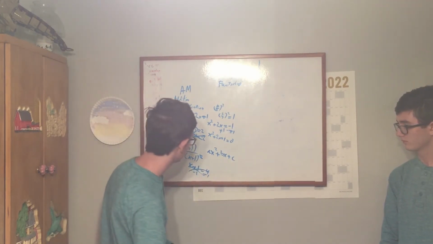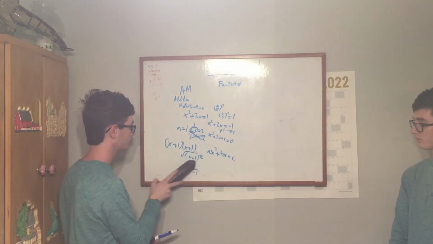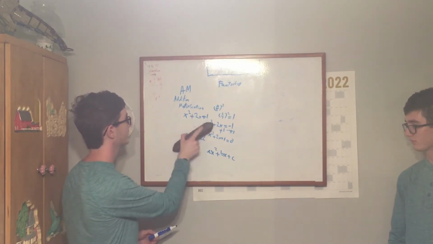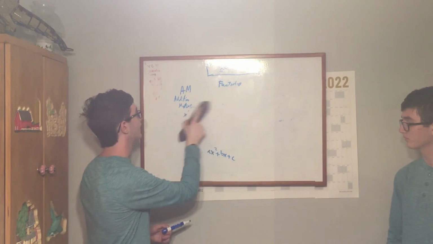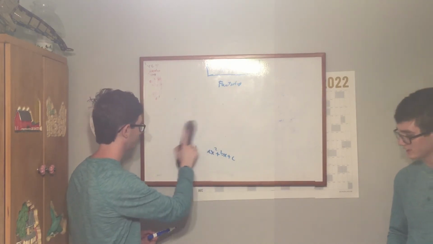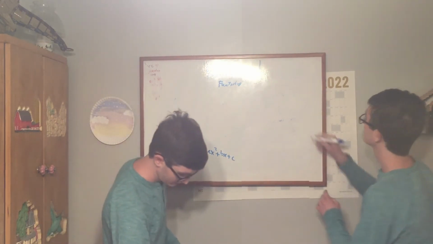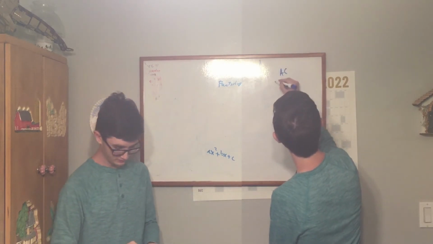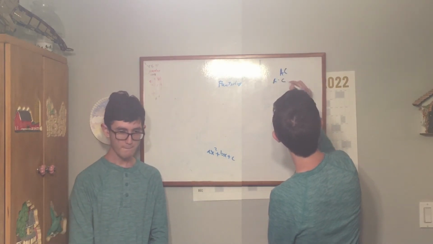That's not really a question, but that's what you do for the square. And next is the AC method. AC is just the a value times the c value.